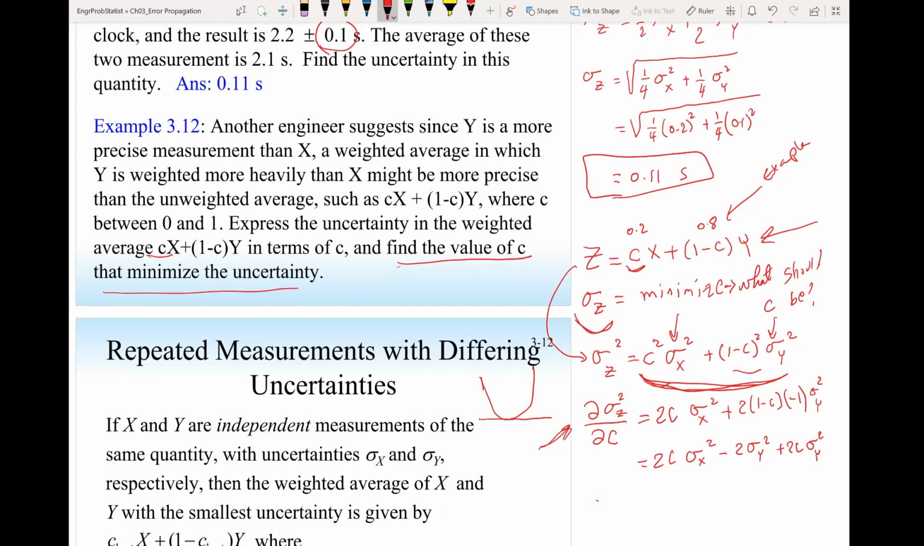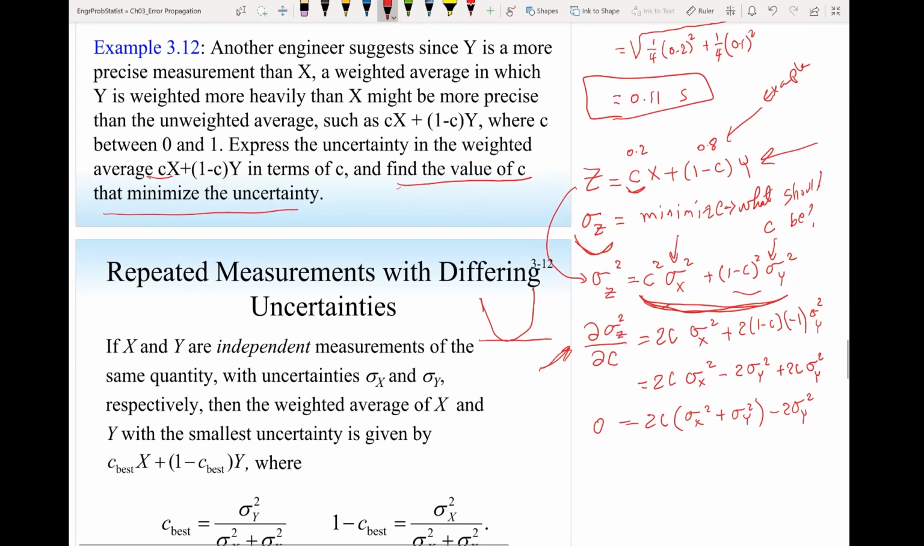So if I set that to 0, then let's gather all the 2C, so that will be 2C times sigma X squared plus sigma Y squared, minus 2 sigma Y squared. And then I solve for C. And C in this case will be 2 sigma Y squared over 2 sigma X squared plus sigma Y squared. And this finally equals sigma Y squared over sigma X squared plus sigma Y squared. And that's exactly what this slide is all about.